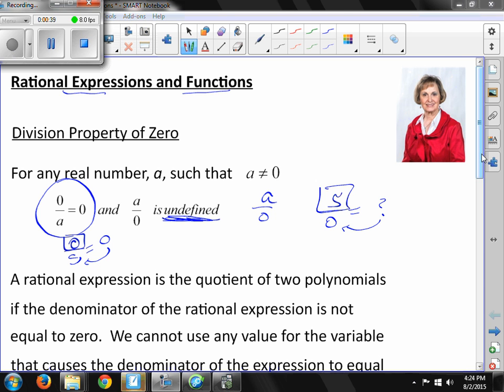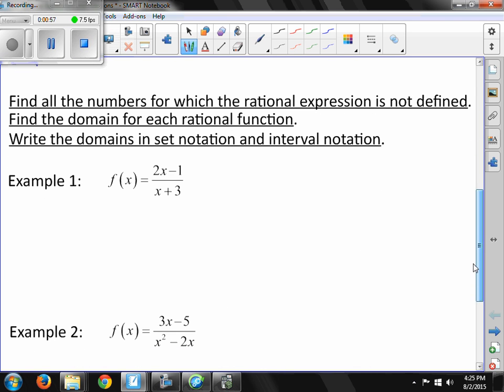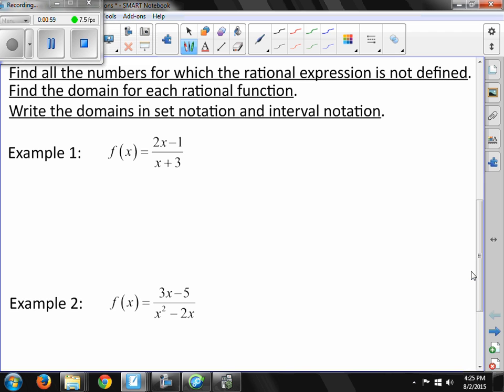A rational expression is the quotient of two polynomials if the denominator of the rational expression is not equal to 0. We cannot use any value for the variable that causes the denominator to be equal to 0. Find all the numbers for which the rational expression is not defined. Find the domain of each rational expression. Write the domains in set notation and in interval notation.